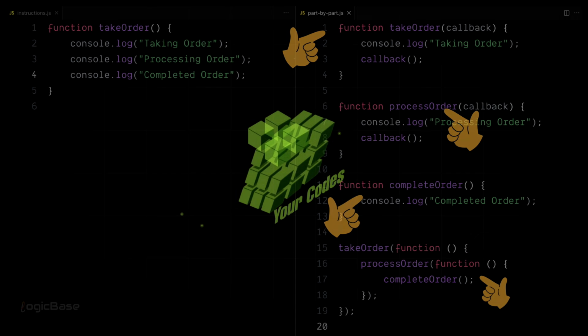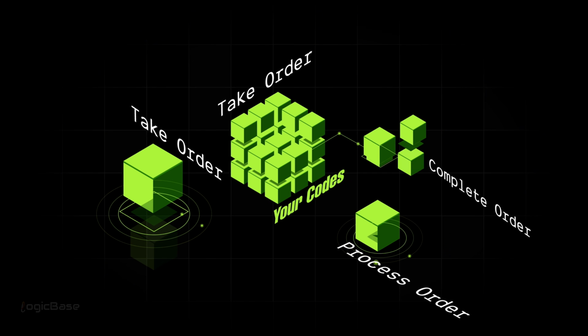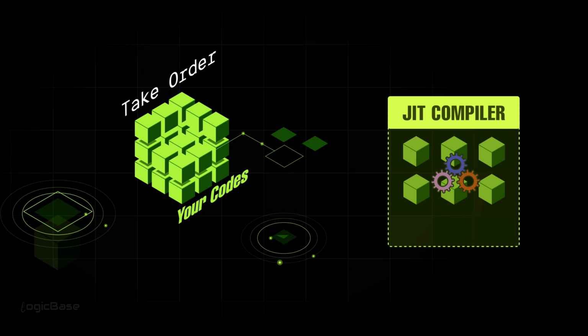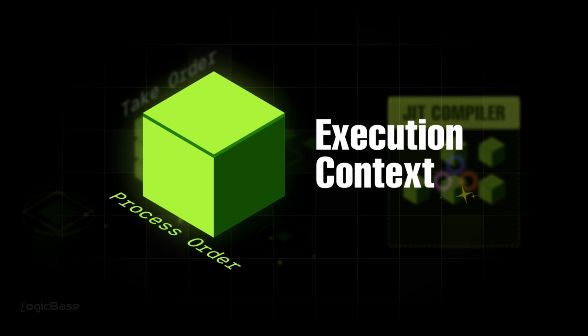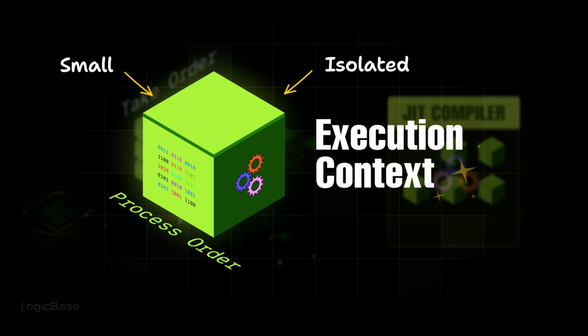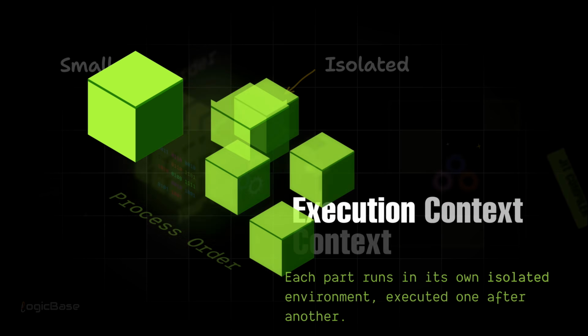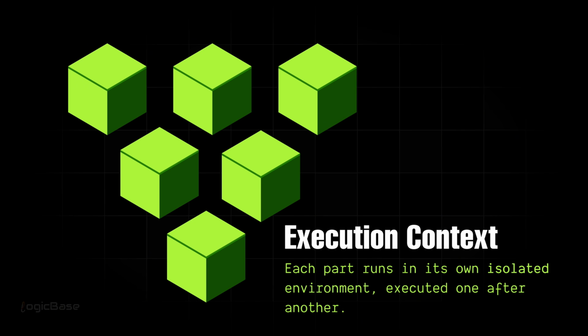In the same way, JavaScript also breaks down our code into smaller parts before interpreting it. This helps reduce the complexity of execution. Each of these smaller units is what we call an execution context. That's the simplest definition you can think of. An execution context is basically a small, isolated environment where a specific piece of code is interpreted and converted into machine language. So, to make its job easier, the JavaScript engine divides our code into smaller parts and executes them one by one. Each of those parts is an execution context.